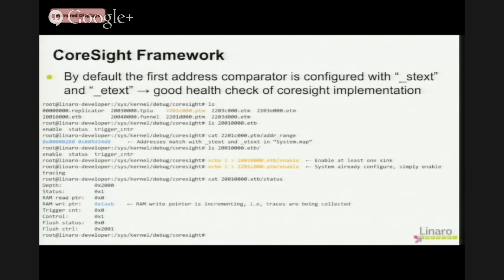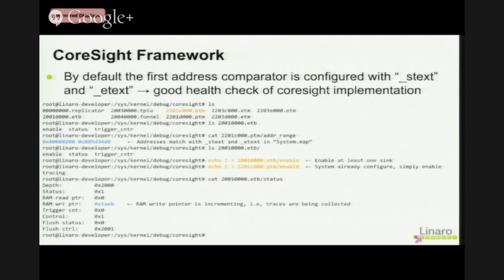So how do we know that it works? Well, it's easy. We query the status of the embedded trace buffer, and in that embedded trace buffer, look for the RAM write pointer. If the RAM write pointer is incrementing as you query, it means that traces are collected, because the RAM write pointer is the next element in RAM in the ETB buffer that is writable. So now we have an example of how we can trigger traces.